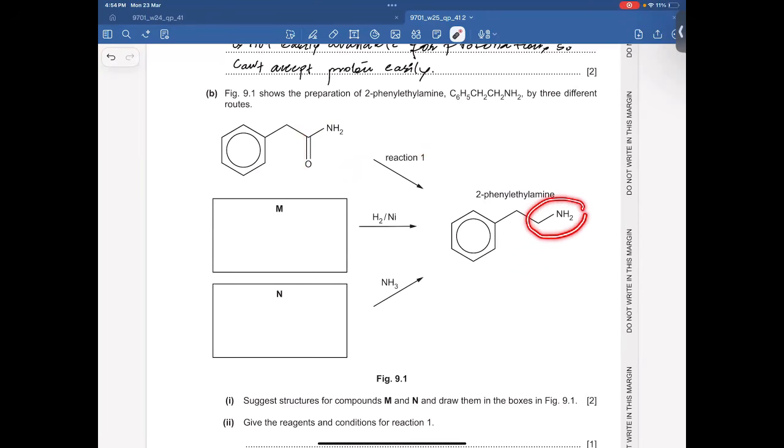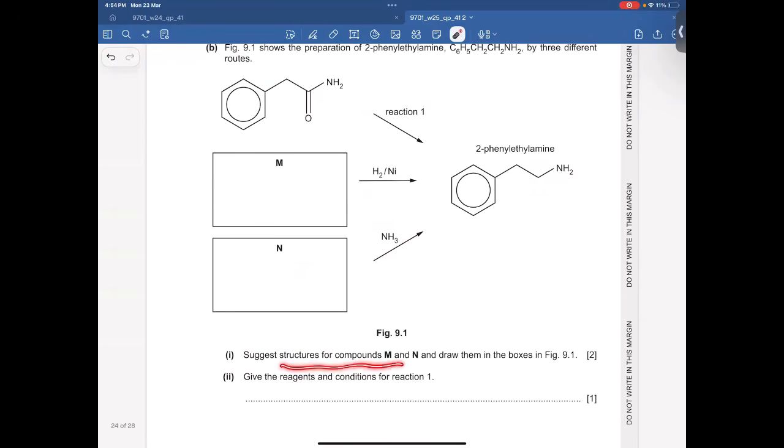By the way, amines are formed when nitriles undergo reduction with hydrogen in the presence of nickel catalyst, so M is going to be nitrile. When alkyl halide reacts with ammonia, an amine is formed, which means N is going to be alkyl halide. So suggest the structure for compound M and N. Okay, let me suggest the structure.